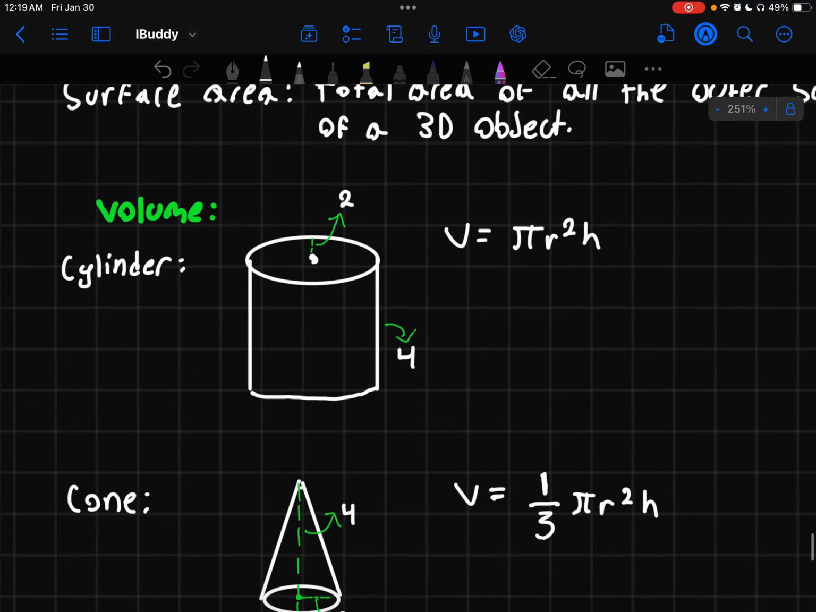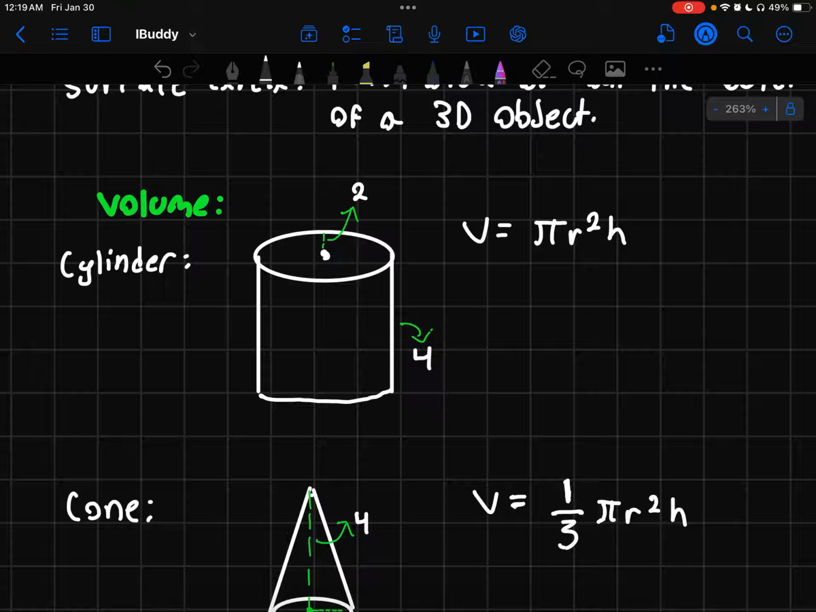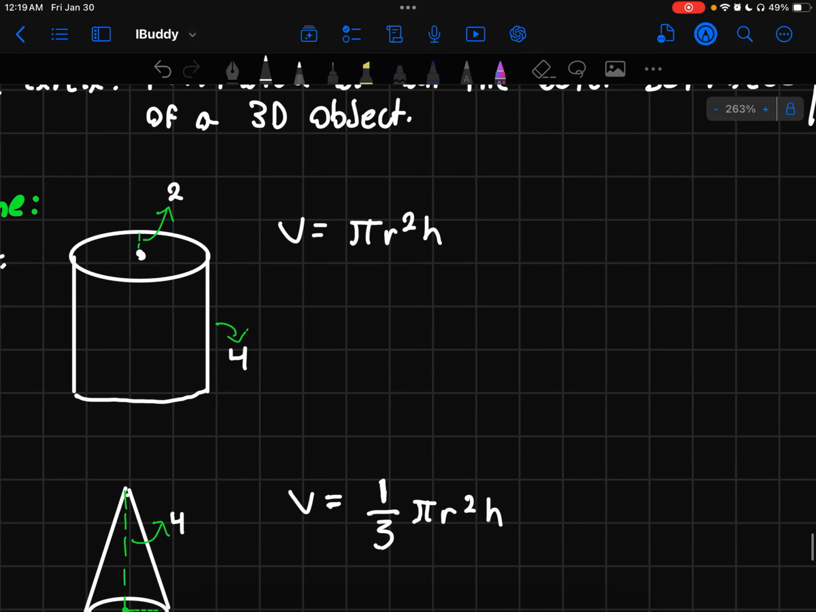So starting off with volume, let's learn how to solve the volume of a cylinder. So the formula is V equals pi r squared times the height. So we can see this 2 here is the radius, and this 4 here is the height. So we can just plug this into the formula. V equals pi 2 squared times 4.